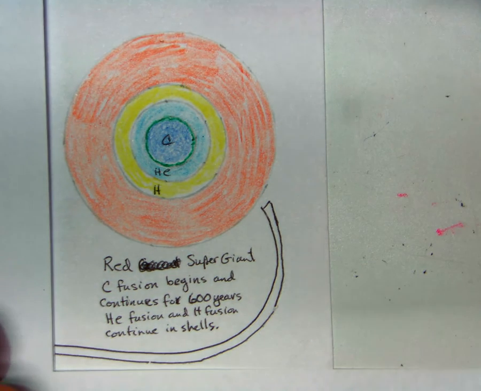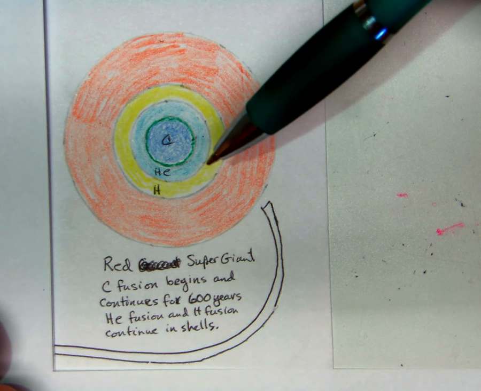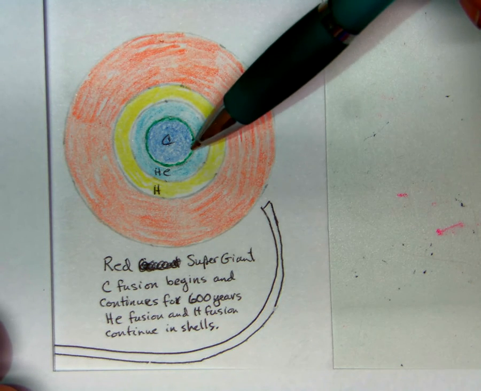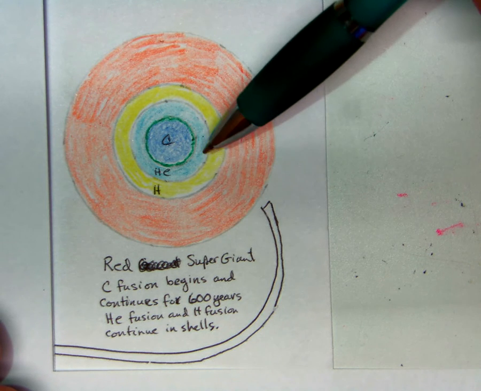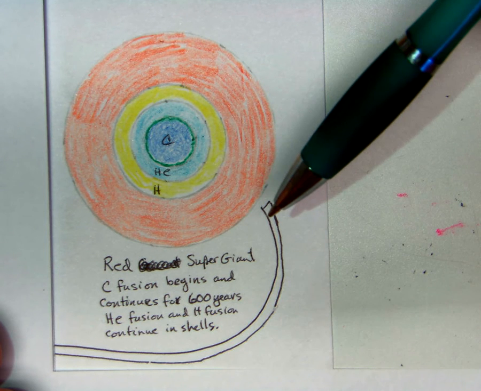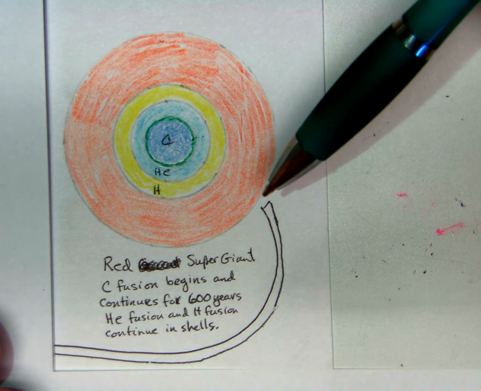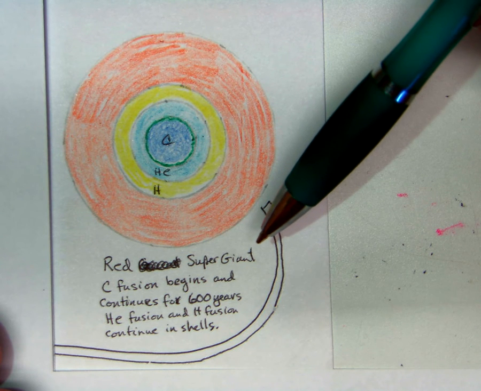Okay. Again, you're going to need your compass. You're going to need to draw 4 different circles, each one larger than the other. And this is the red supergiant phase.